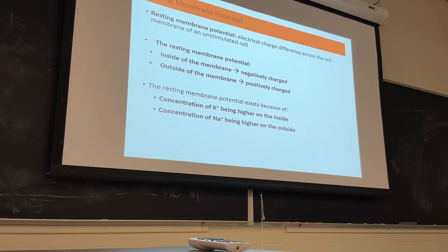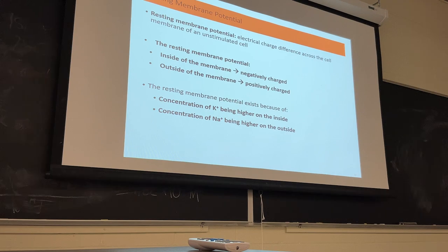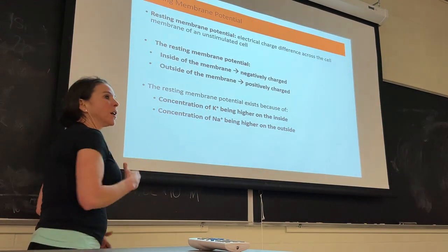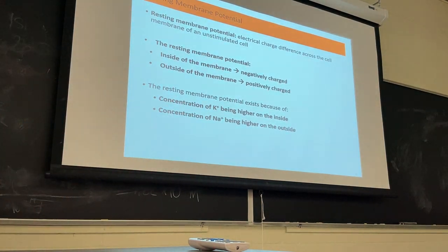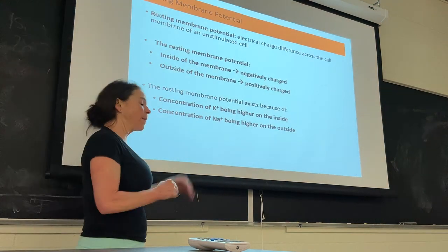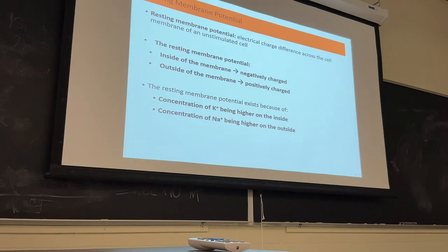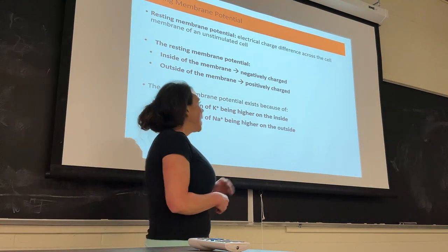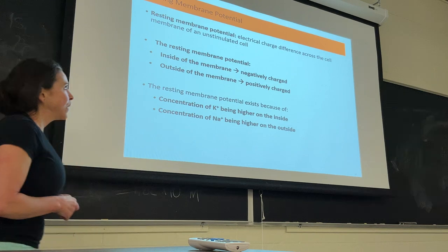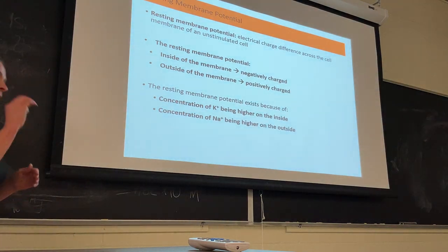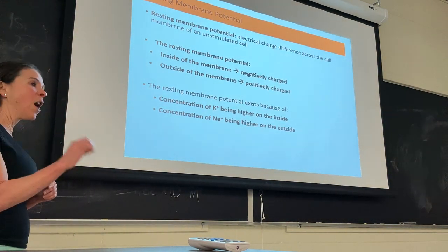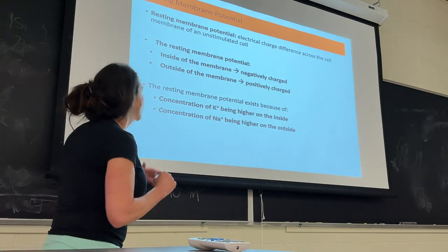Again, we're laying the foundation down. If we understand this here, you'll understand it again when we get to the nervous system. So let's first talk about resting membrane potential. When I'm talking about resting membrane potential, that means that an electrical stimulus has not been sent. We'll just use the term, we're at rest. It is the electrical charge difference across the cell membrane of an unstimulated cell. We have not sent that action potential yet.